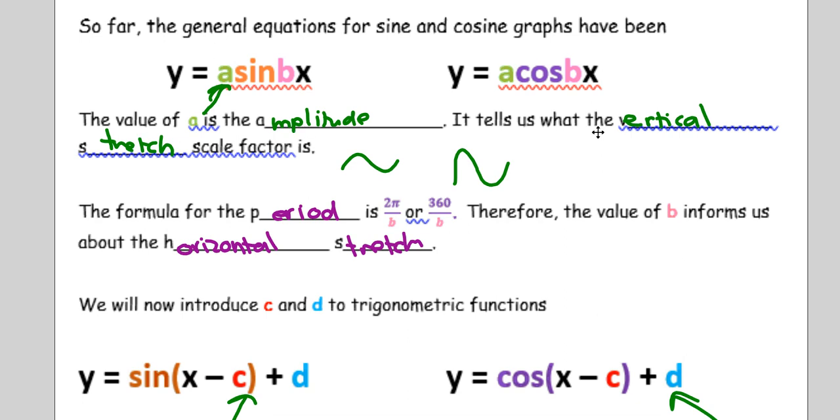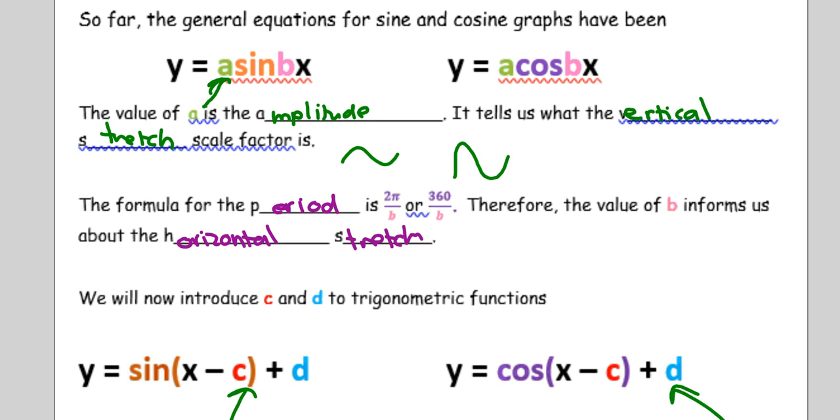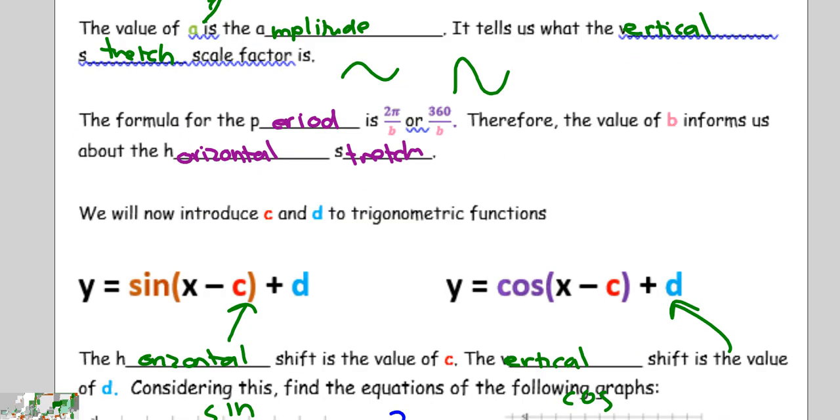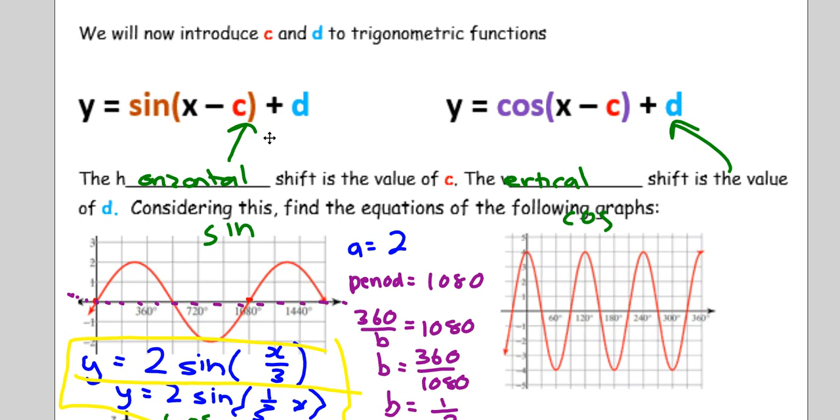Remember we were talking last week about vertical stretch and horizontal stretch. A, the amplitude, is the vertical stretch, like from functions. The period is related to the horizontal stretch; it informs you of the horizontal stretch. The vertical stretch scale factor is normally A, and the horizontal stretch scale factor is the reciprocal of B, 1 over B. Now we introduce C and D, the horizontal and vertical translations.